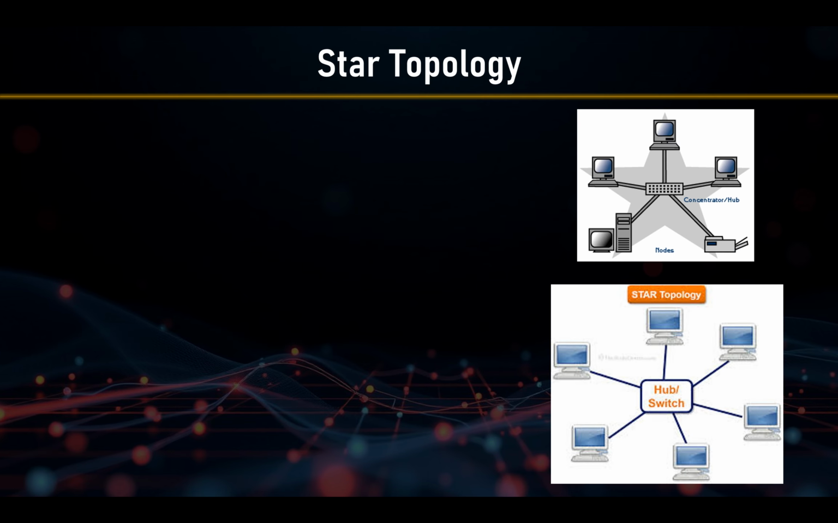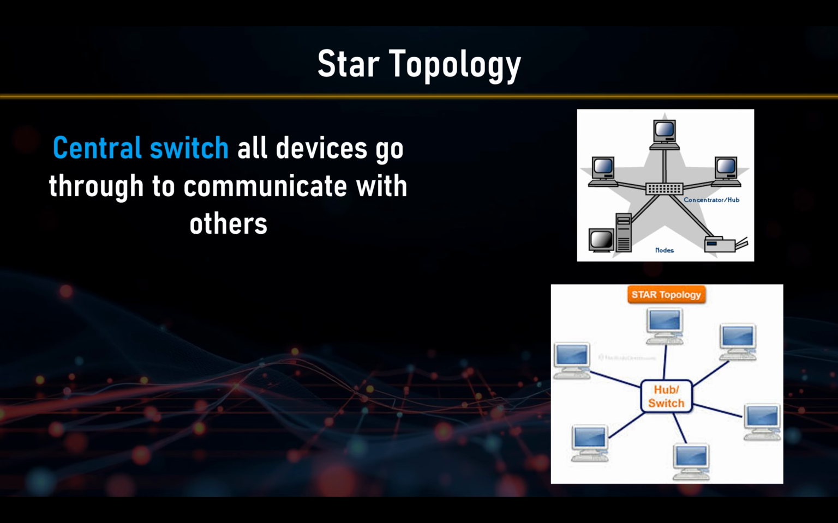Then if we look at the final one before the hybrid topology, the final distinct topology, here we have star. This is what you're going to use in your home when you have a home router. You're going to have a central device, let's call it a central switch, and all devices will go through this switch in order to communicate with others.